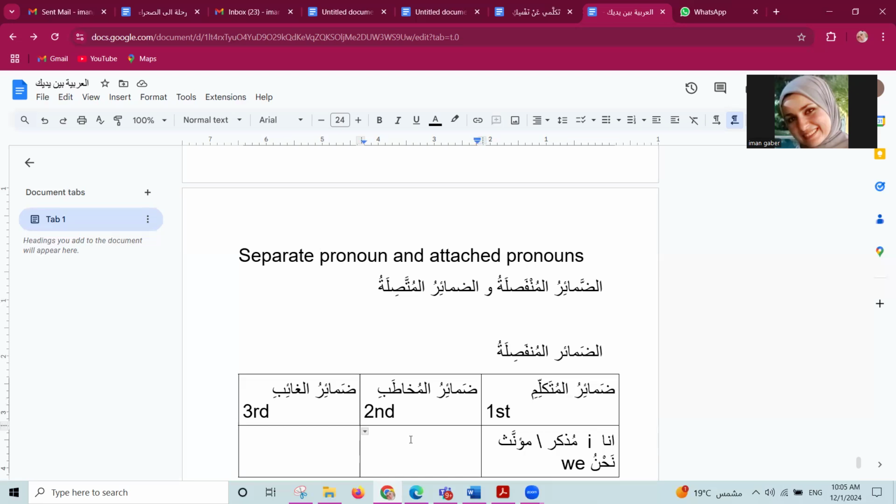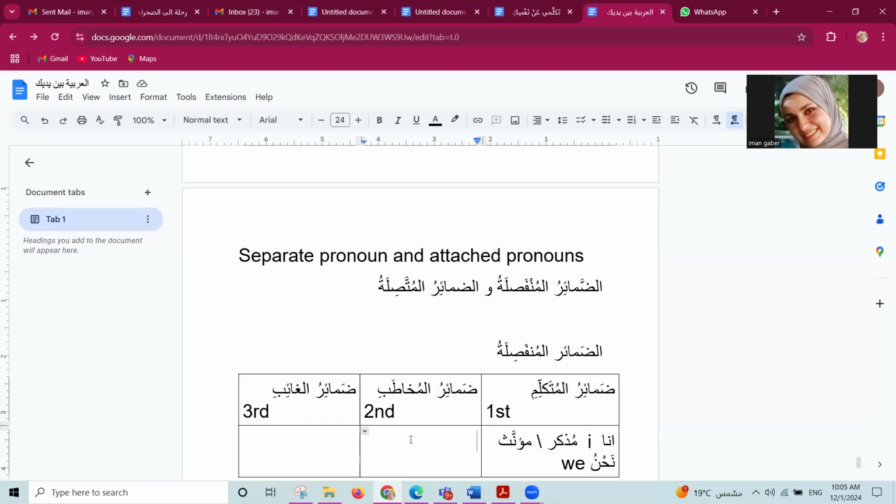And one clue about the first person pronouns, or ضمائر المتكلم, is that both of the pronouns have ن. You can see the noon in both of these pronouns. The first one starts with ألف نون ألف, أنا. The second one starts with a noon also. So we have نحن. So the noon is a common letter between these pronouns.